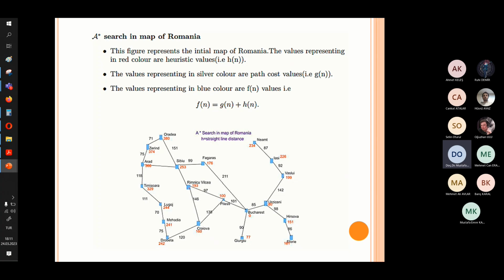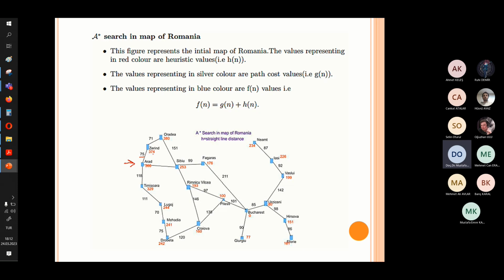Anyway, these are the cities of Romania. And what we would like to do is go from Arad to Bucharest, which is the capital city. We know the actual distances between each city, but not every city is connected. It's not a fully connected graph. Some of the cities have connections to some of the other cities, not all of them. So, I'm talking about the graph now. Those black numbers are the actual costs.